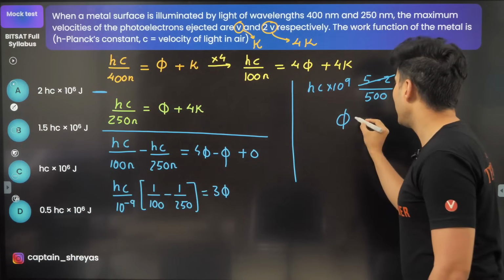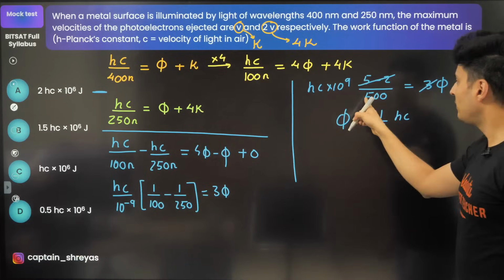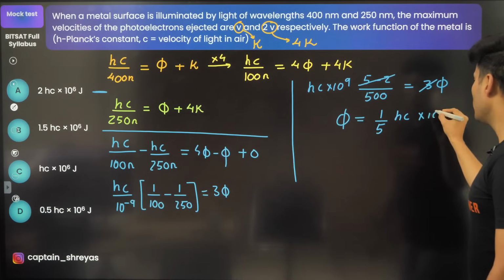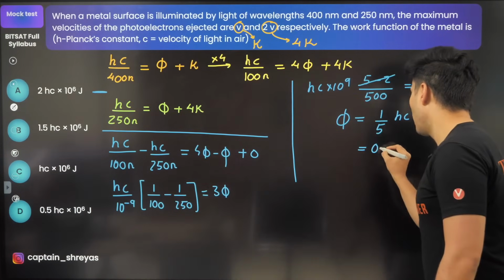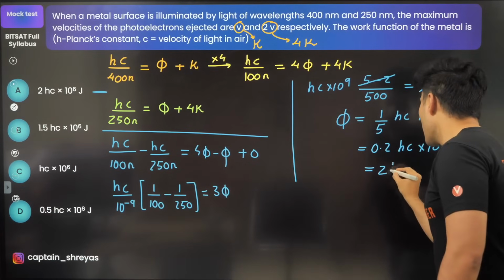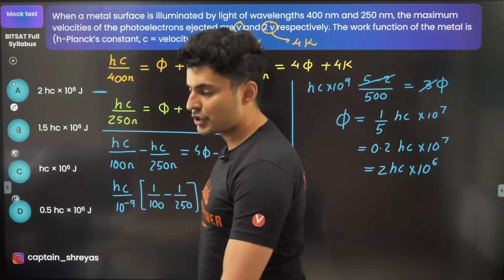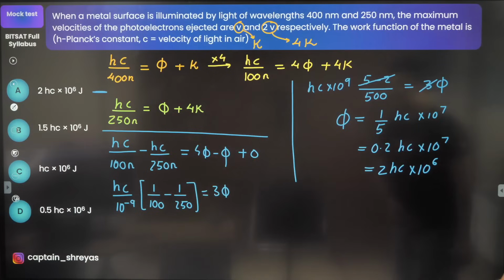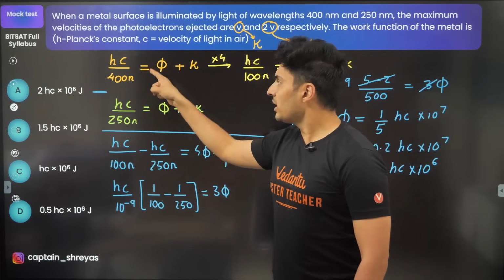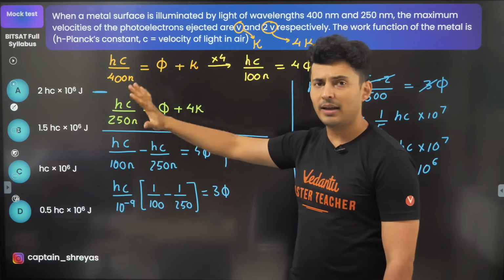So you will have your phi as 1 divided by 5 into hc. 5 is there, hc is there. These two zeros will go with the 10 to the power 9. It will become 10 to the power 7. So this would become 0.2 into hc into 10 to the power 7, which is 2 hc into 10 to the power 6 joules. Option A, of course. That's the answer. So these two equations you got from your photoelectric equation. The physics part ends over there.